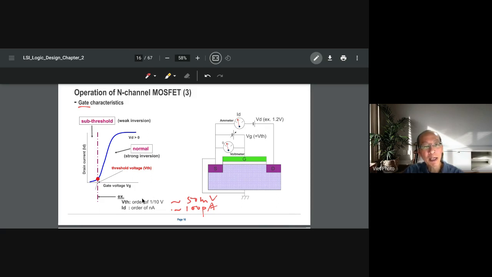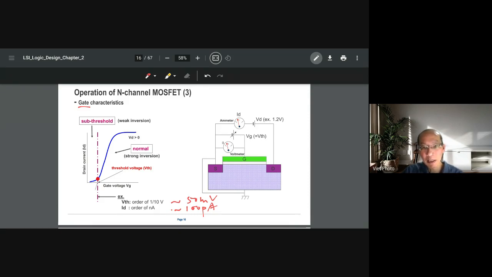Then I think the threshold voltage used to be about 100 millivolt, but nowadays it goes down to about 50 millivolt. The reason for that is they need the transistor to go faster. The speed is proportional to the current, right? The higher the current, the higher the speed. So when they want higher speed, they have to get the current higher.